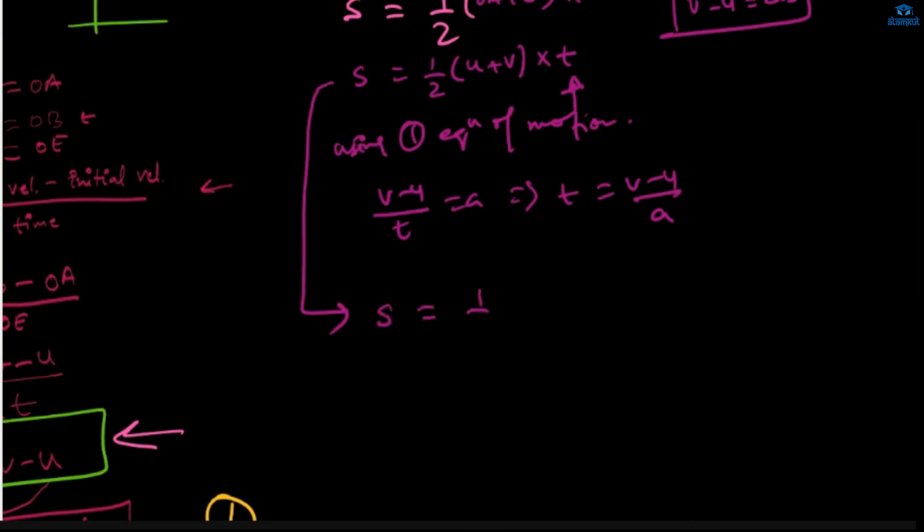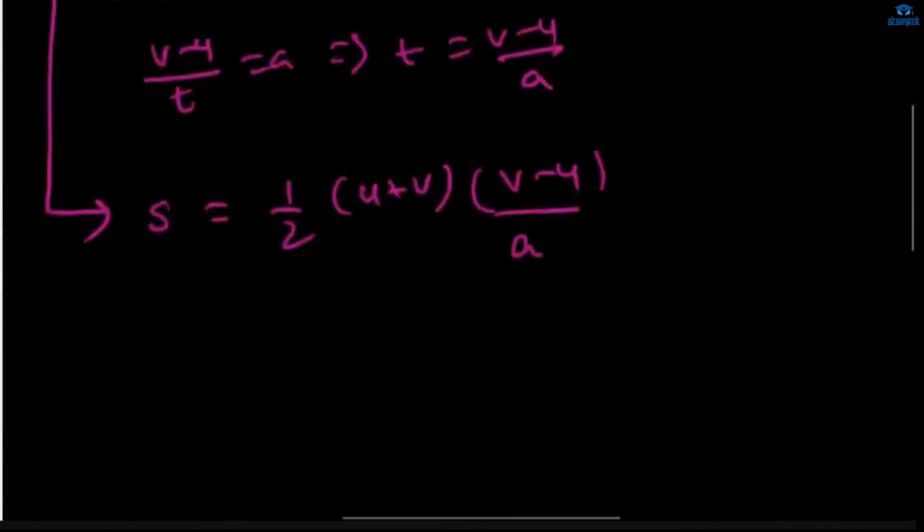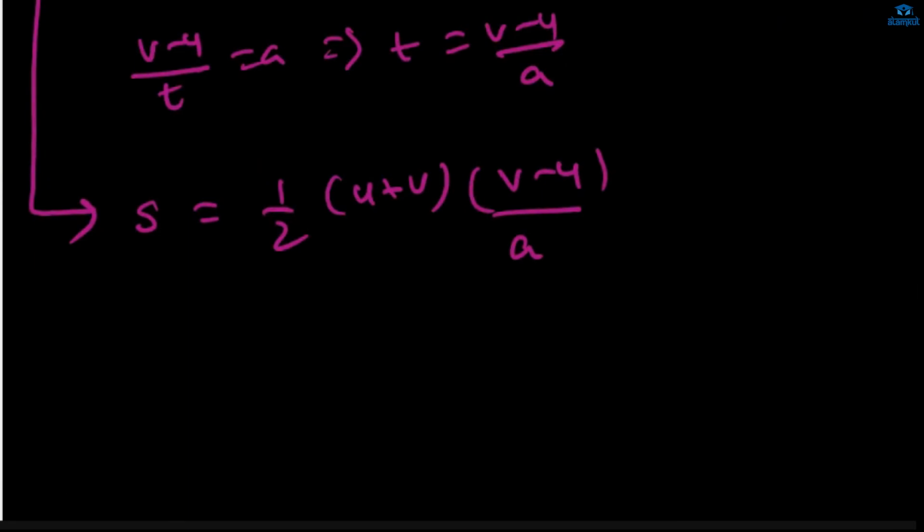Now, putting the value for T in the equation. S is equal to half U plus V will be as it is, and then V minus U upon A in place of T. Now, can we use the third identity that we were discussing yesterday, A plus B, A minus B? What is it? A square minus B square. Here we clearly see U plus V and V minus U. Can we write it as V square minus U square? Because it is a multiplication. Yes, ma'am.